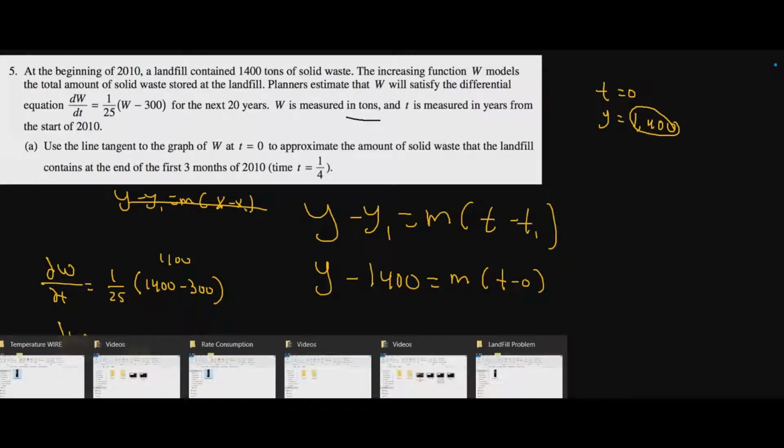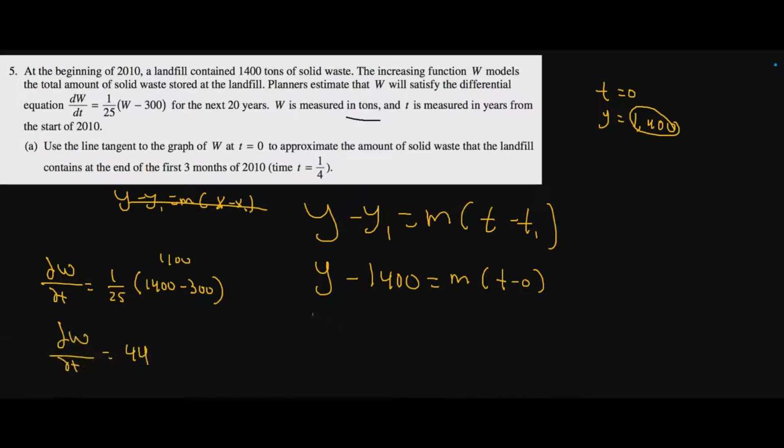There it is. Okay. So we know y minus 1,400 is equal to 44t. And we know it's 44t because this is t minus 0. We don't need the 0. So there it is, and we have our tangent line approximation.